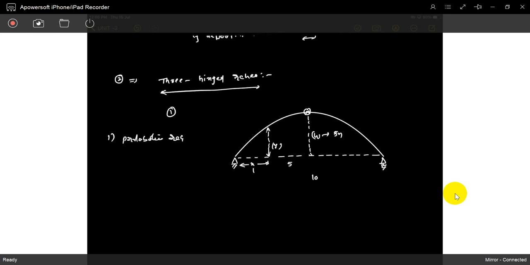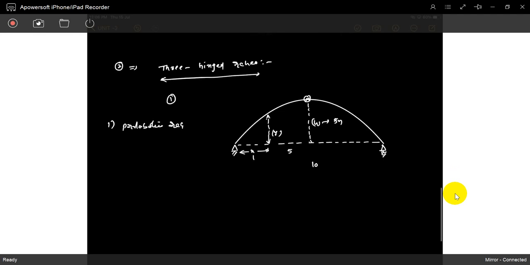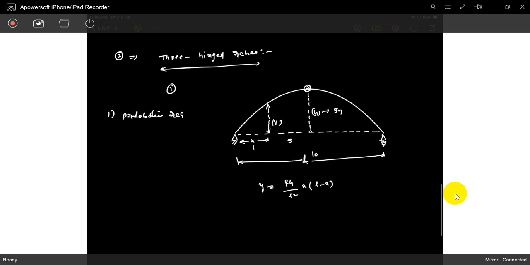How can you find it? You know what is a parabolic, what is an ellipse, what is circular. Those are all properties you studied in PUC, I think. How can you find out what the x and y values are? If you know x, what is the y value? So y is equal to 4h by l square x into l minus x. This is a parabolic property. This is total l. You can calculate y like this.